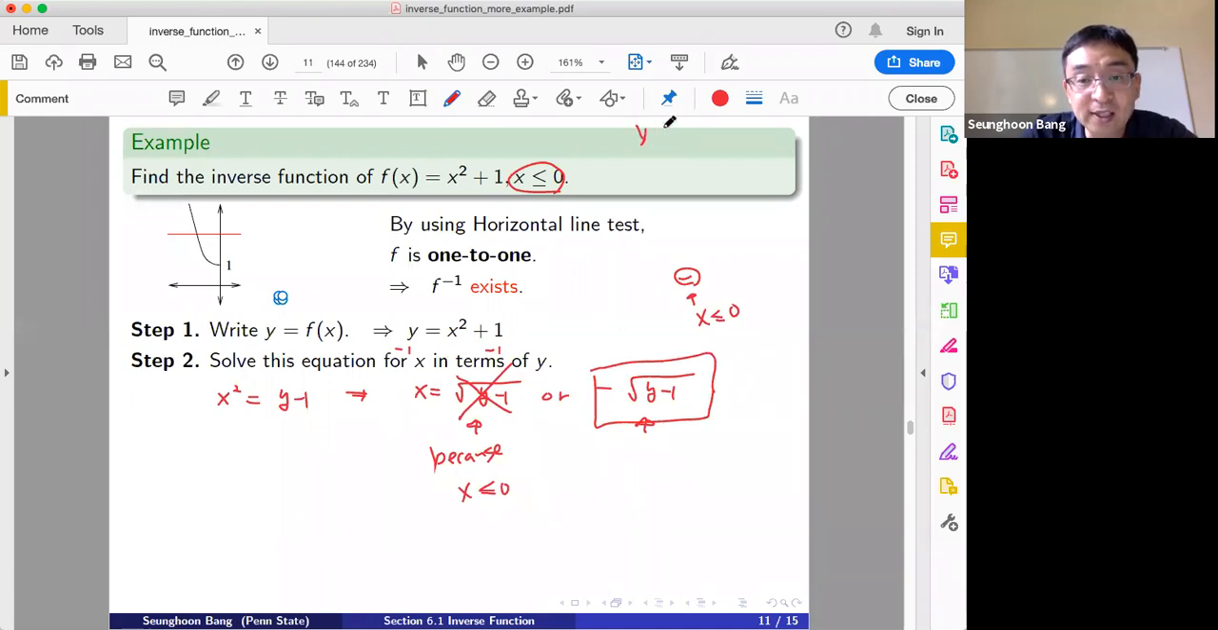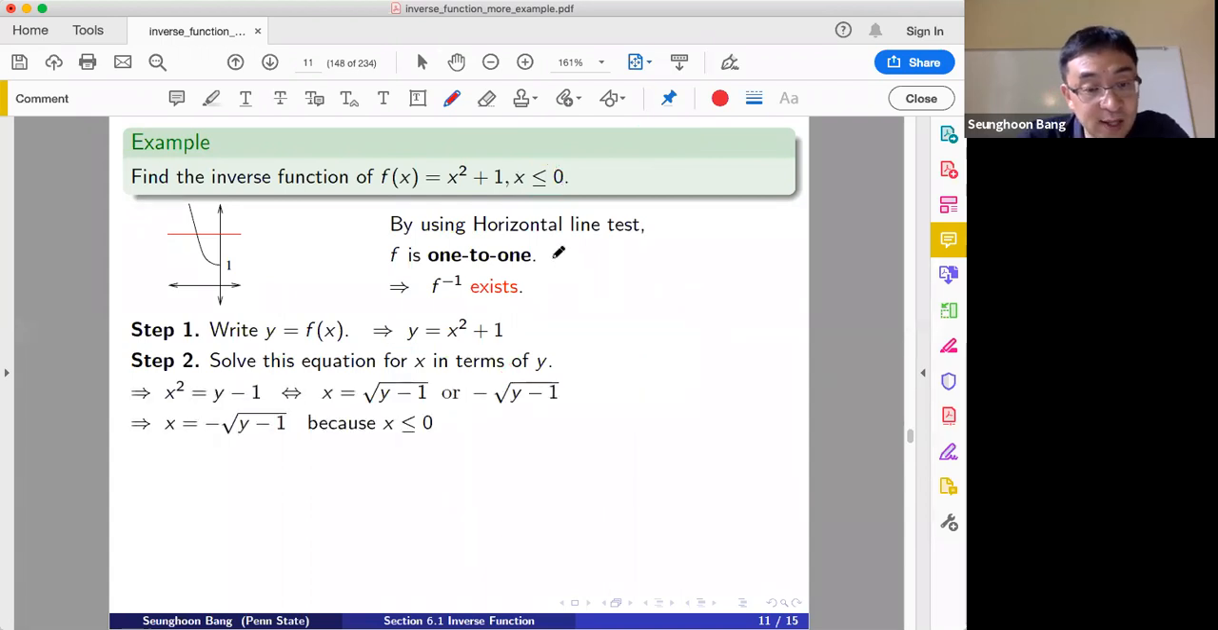If the domain is x greater than or equal to 0, yes, you can choose the positive one, depending on the domain of the function f. If the domain of f is only positive, don't choose the negative one. So like this.